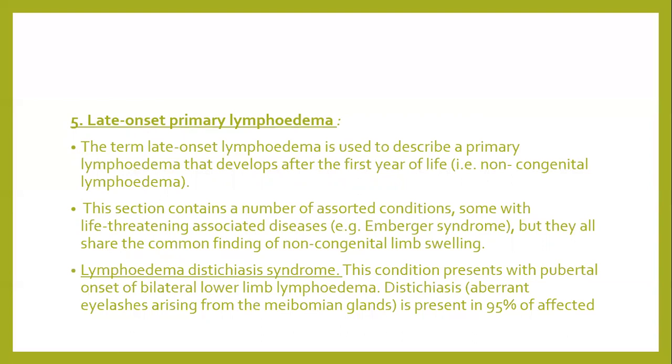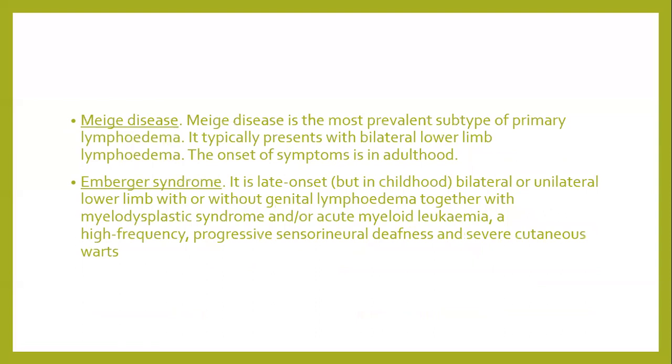One example is lymphedema distichiasis syndrome. This condition presents with pubertal onset of bilateral lower limb lymphedema with distichiasis. Distichiasis is aberrant eyelashes arising from meibomian glands and is present in 95% of the affected individuals. Meige disease is the most prevalent type of primary lymphedema, which typically presents as bilateral lower limb lymphedema, but the onset is in adulthood.